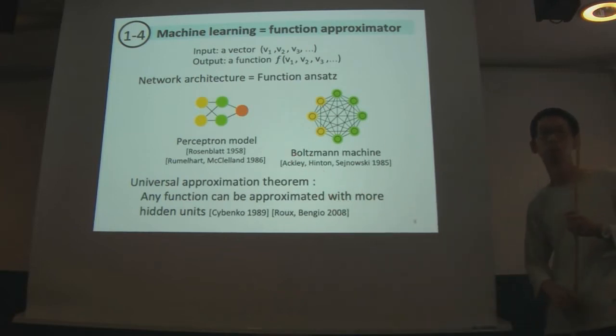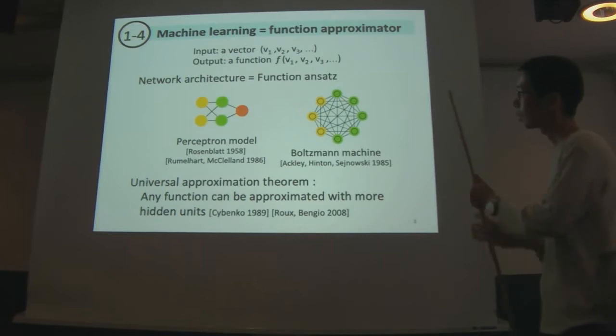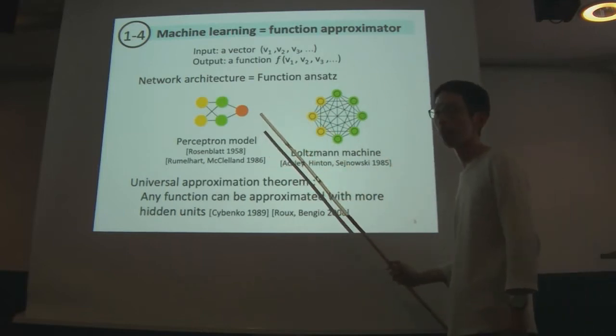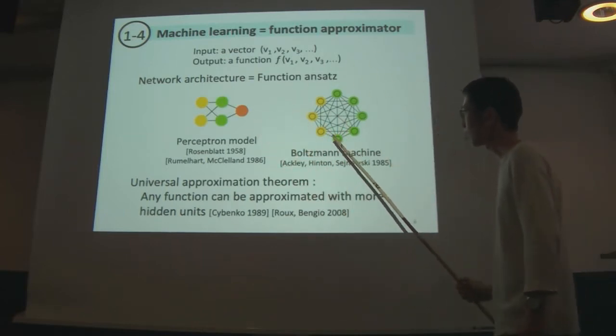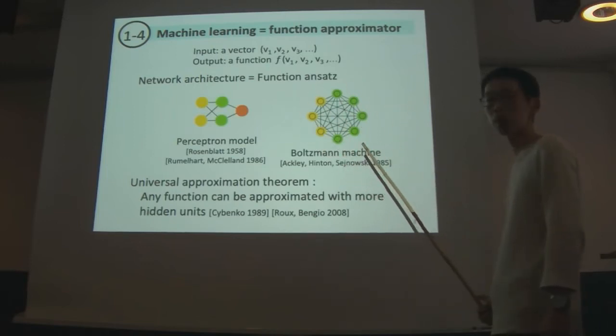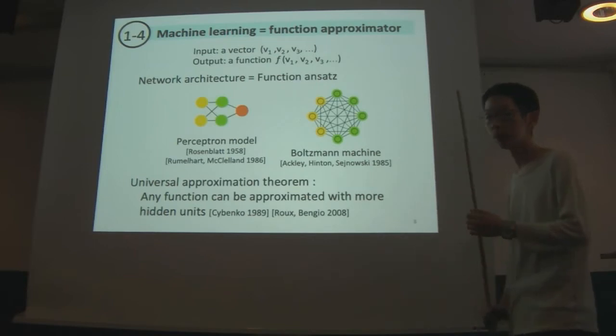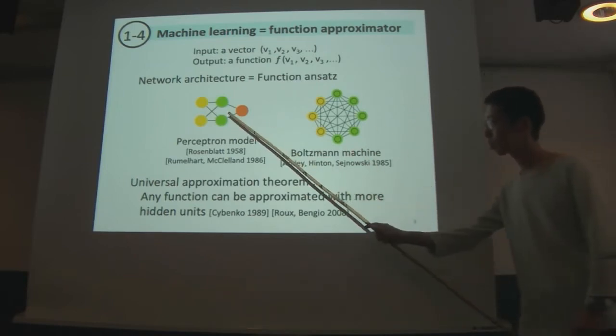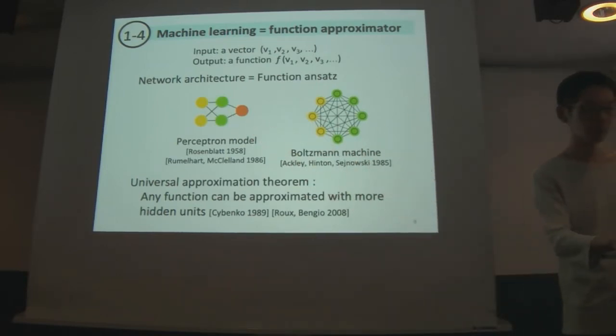Yes, please. Very naive question: if I understand right, the orange node on the left, that's like the output? This is output, yeah. And what would be the equivalent for the Boltzmann machine? For the Boltzmann machine, the output is actually represented by the whole picture. I'll explain that later. So let me go with the perceptron model first.